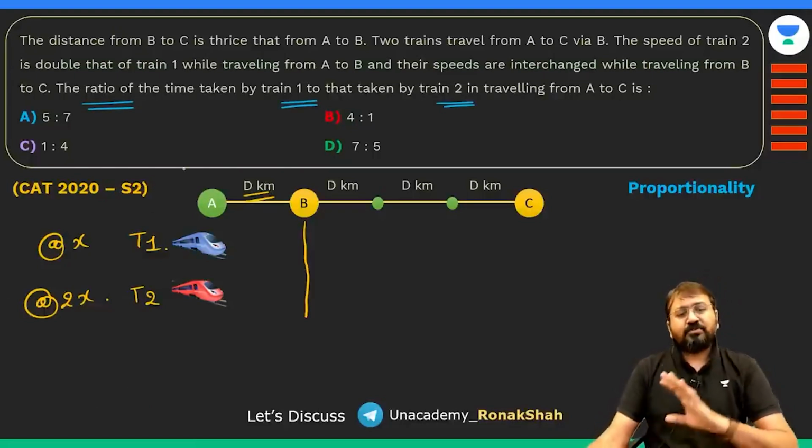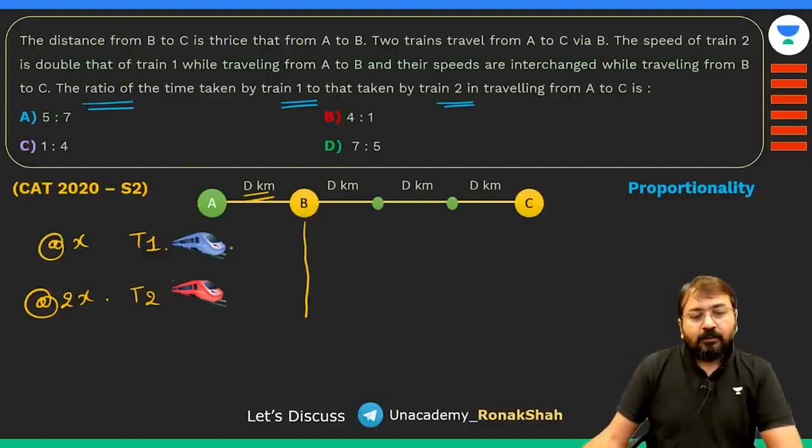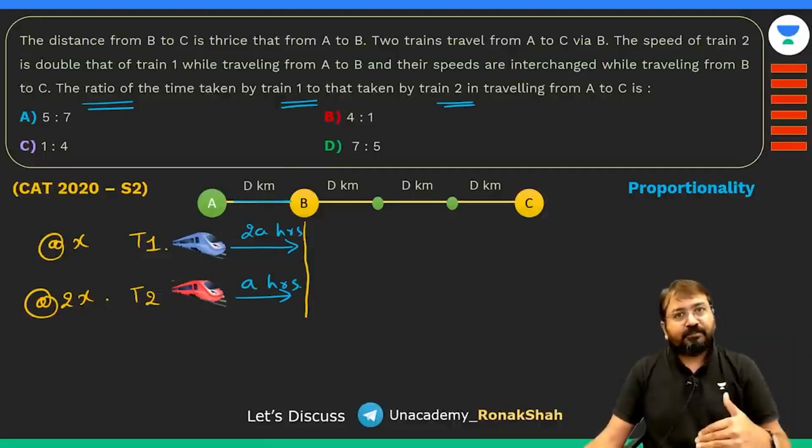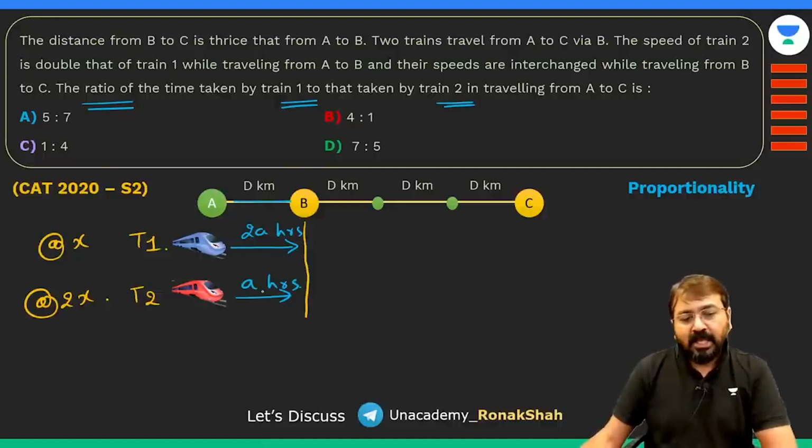Okay, so guys, this is a very simple question. Let's assume that train 1 takes 2 hours to travel this D kilometer distance. So can I say train 2 would take A hours? Once again, why have I assumed 2 hours? Because I know train 2 is traveling at double the speed, so it will take half the time, right? So this will become A hours.